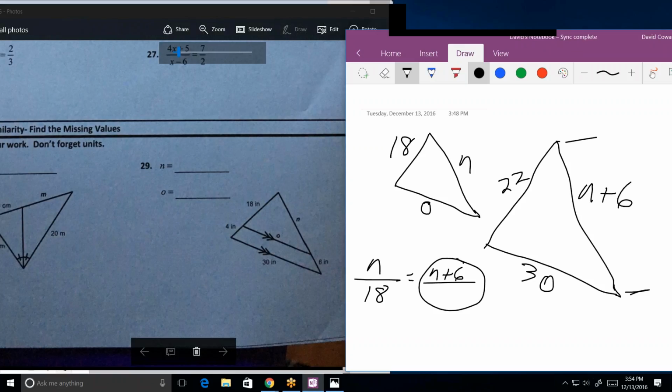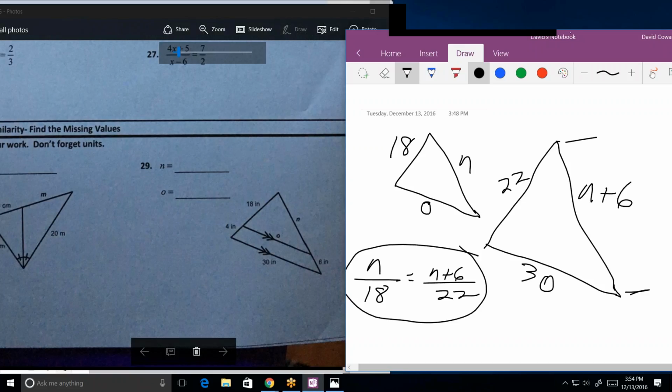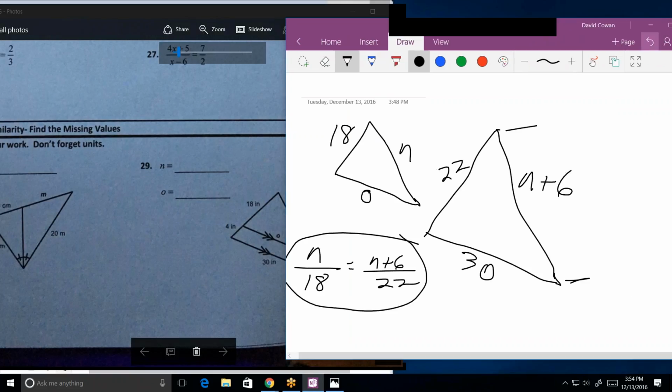over 22. In other words, the easiest way that I saw to solve this problem, there's probably multiple ways, but the easiest way is to set up the relationship. The relationship within this smaller triangle has to be the same as the relationship of those same two sides in the bigger triangle. And so you end up with that. And now you can always solve that by cross-multiplying. Go ahead and cross-multiply that.